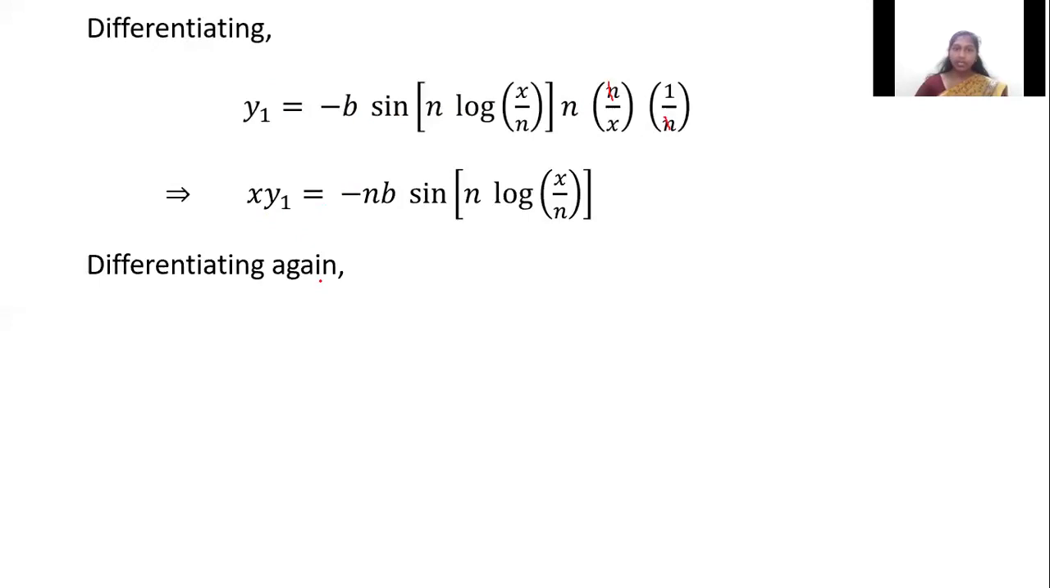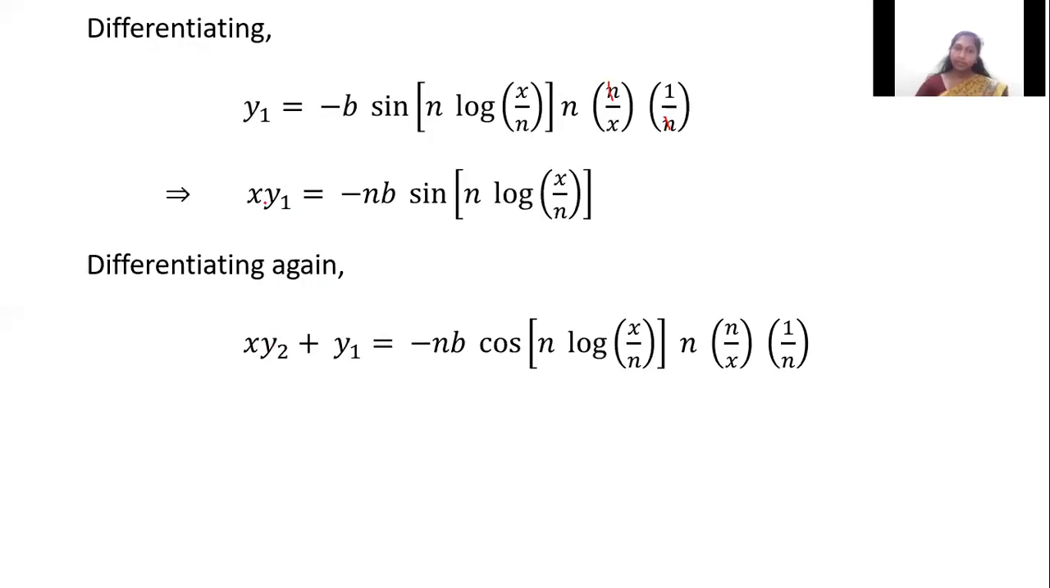So differentiating again, what do we get? You can see that this x y1 is in product form, so we have to apply the product rule. First function, derivative of y1 is y2, plus second function y1, derivative of x is 1. So we get x y2 plus y1 is equal to, now again differentiating, what do we get?